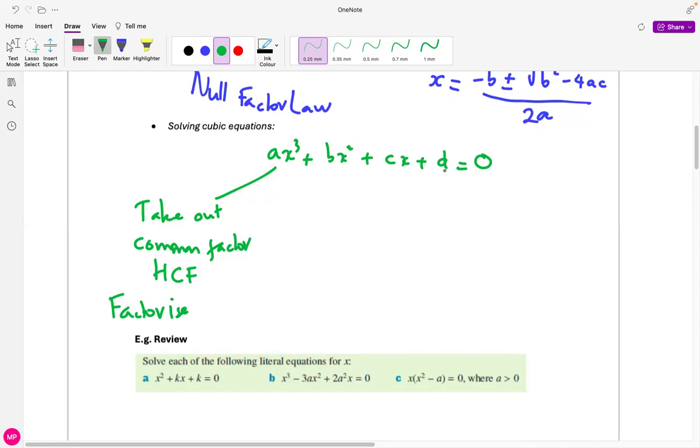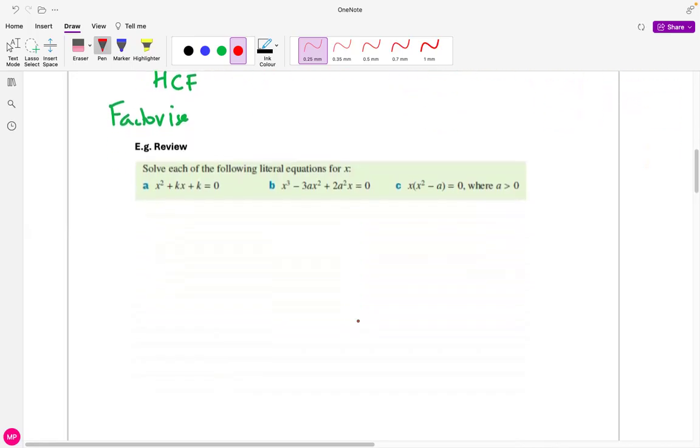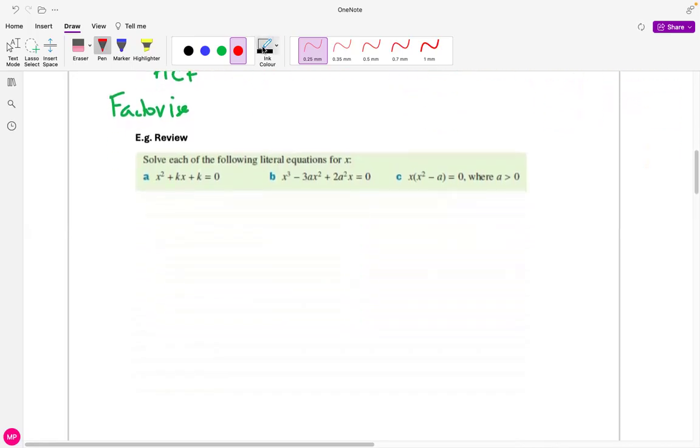All right. Now, if d equals 0, then you can take out the common factor. But if d is not equal to 0, then you have to apply the rational root theorem. In the previous video, we learned how to apply the rational root theorem. So we find a factor of d, and then we use division and so on. Now we're going to go over examples of how to do those questions.